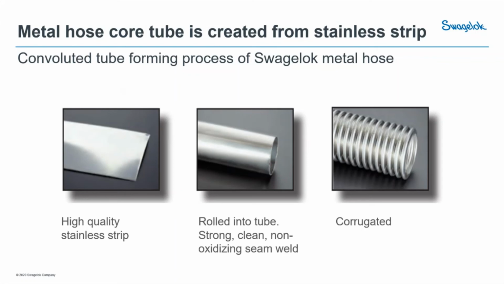So the way this is made is you get this strip, you roll it, you weld it, and then you find a way to corrugate it. There's a couple ways you can corrugate it that I'll talk about, and that's what makes the difference in this hose: the corrugation method.